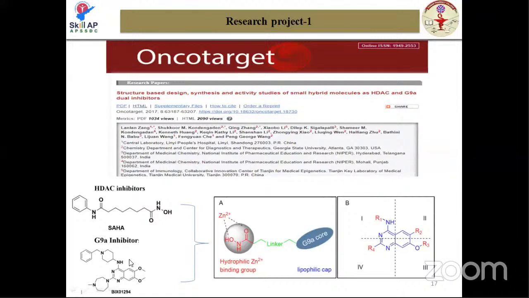And there is another part, the lipophilic cap. Here this bicyclic ring is a lipophilic cap, and we combined this lipophilic cap and the hydrophilic zinc binding group with a linker. Then we got some hybrids, and we screened around 20 compounds on different cancer cell lines, and we also performed enzymatic inhibition studies on HDAC and G9A. Then we got some compounds which have shown very potent inhibition of HDAC as well as G9A.